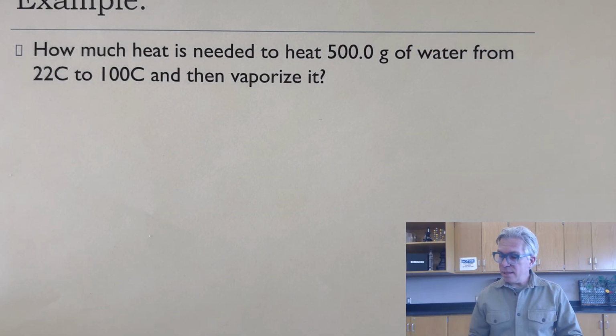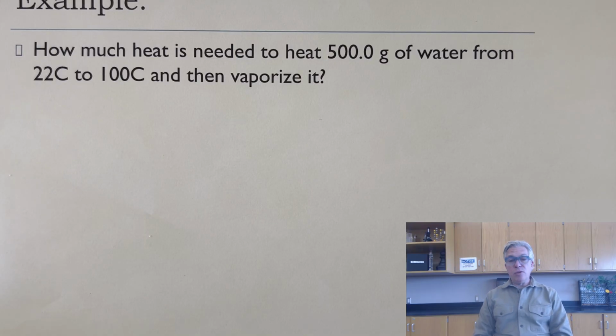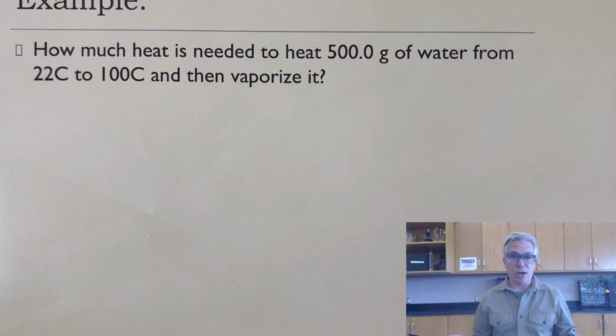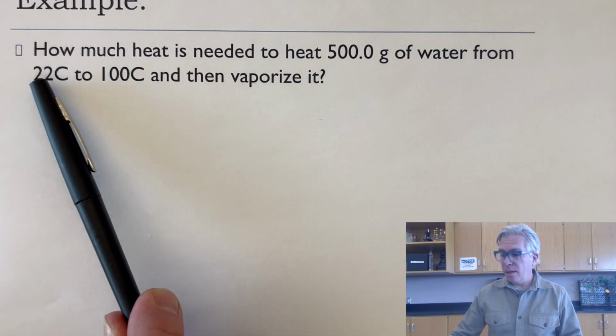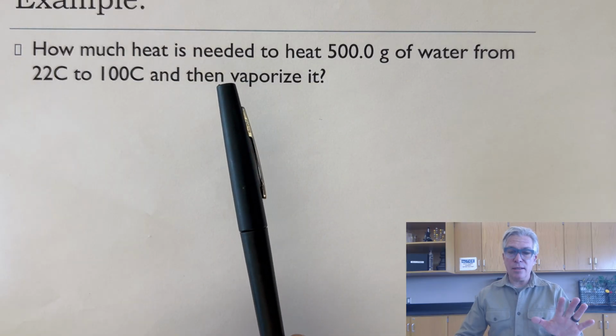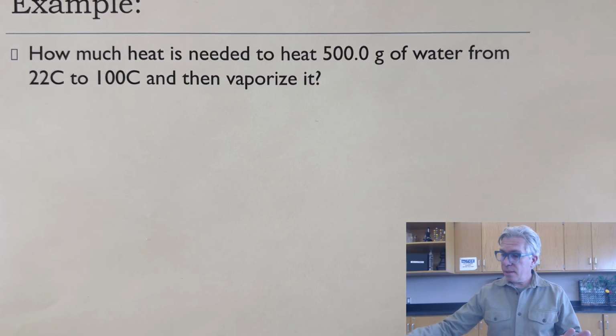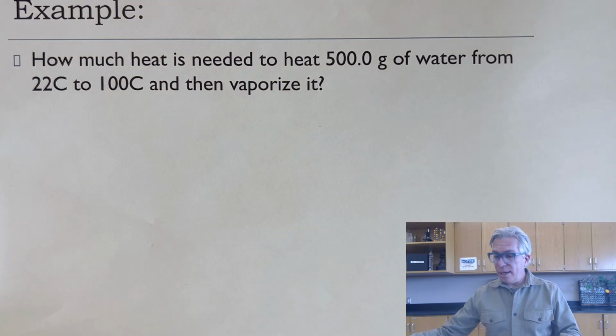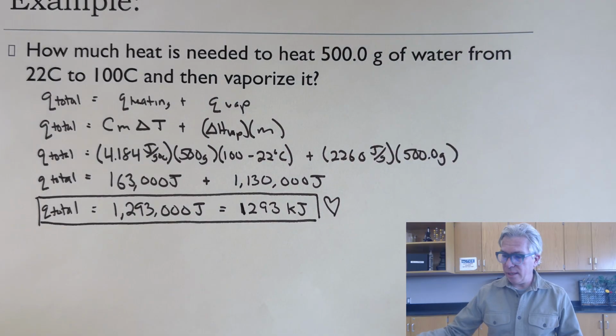This one: how much heat is needed to heat 50 grams of water from 22 to 100 and then vaporize it? So imagine you got a beaker on a hot plate, 500 grams of water, you heat it up to boiling and then walk away and you come back later and it's gone. How much heat did it absorb? Well, in this case, there's actually two different things going on. One is a temperature change and the other is a phase change. And when this happens, and you may see these types of problems, you have to treat them separately. Let me show you the solution for this one, again, to save time.